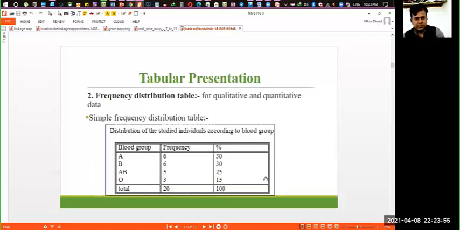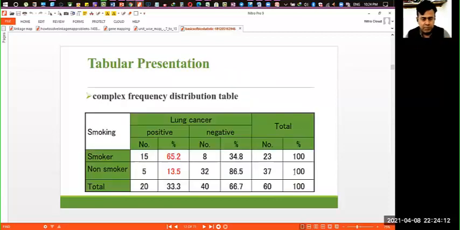Suppose you are getting the data like this: blood group A, the frequency 6, and the percentage of individuals having it, then some meaning comes out. So you should know how to arrange the data first before going for the statistical calculation. If you have the data, you can apply your mean, mode, median. So these are the different kinds of tabular presentation, and you must learn how to arrange. For example, this is given. Suppose an experiment is done to find out the cause of lung cancer among smokers and non-smokers.